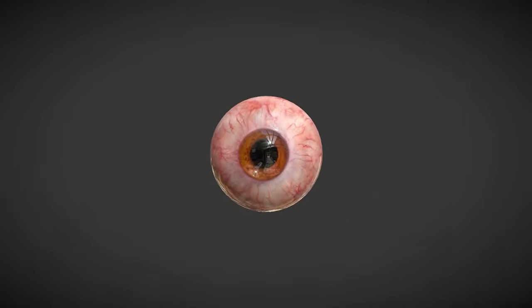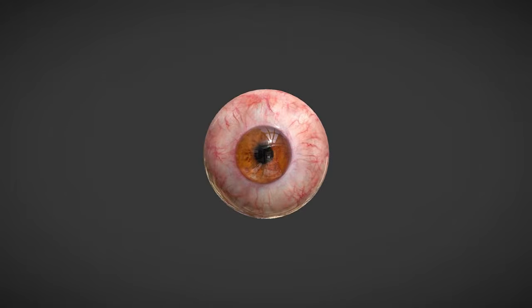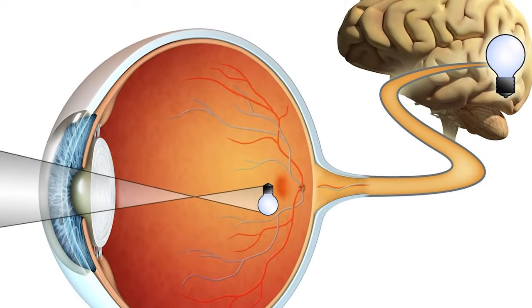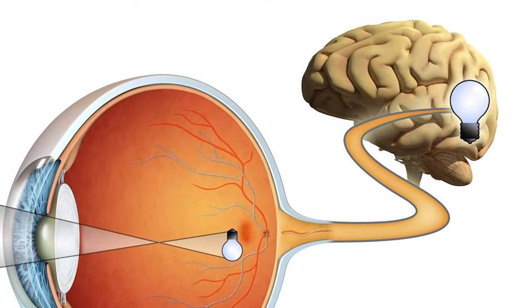The human eye is a sophisticated optical instrument that functions similarly to a camera. It collects light from the environment and transforms it into neural signals that the brain interprets as vision.